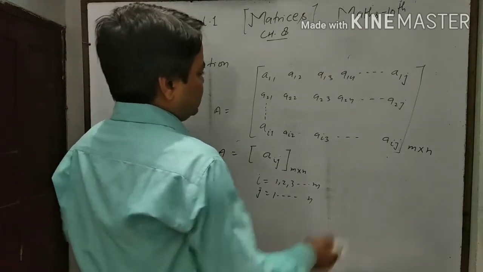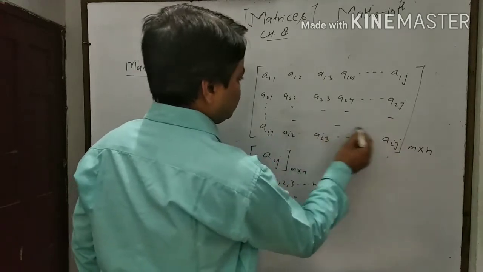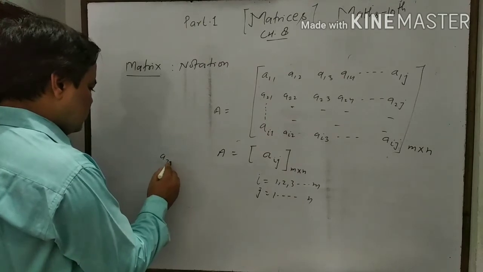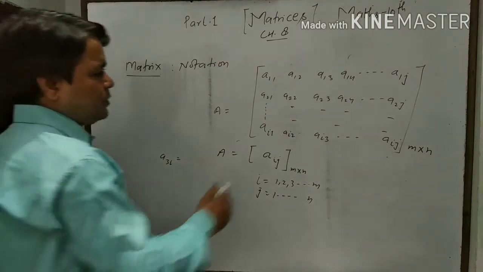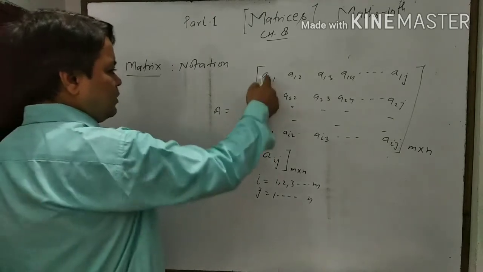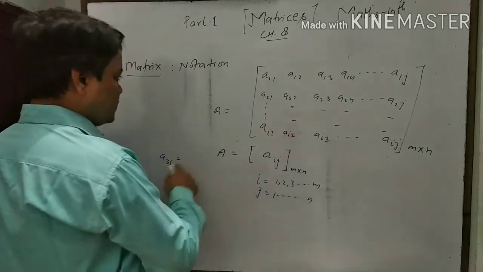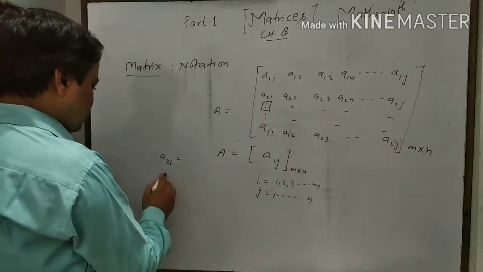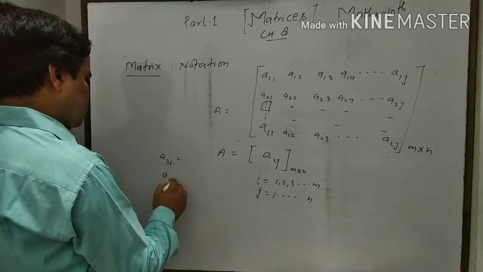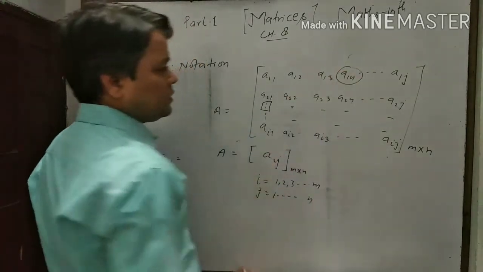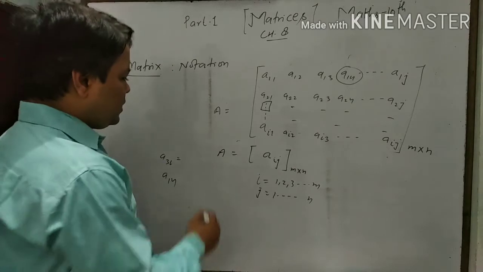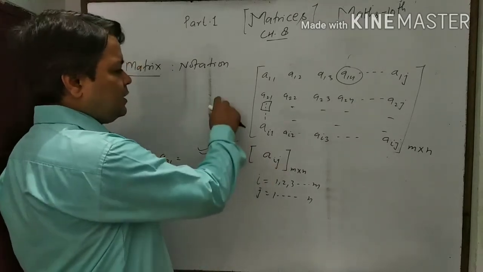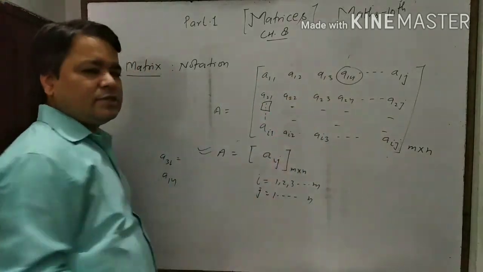If I want to find the element of the third row and first column, first we must find the third row: first, second and third row, and the first column, so its position is here. Again, if we want to find the element of the first row and fourth column, the first row and fourth column will be this. It means this is the general representation, the notation of the matrix.